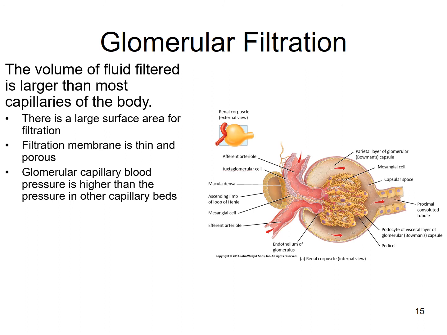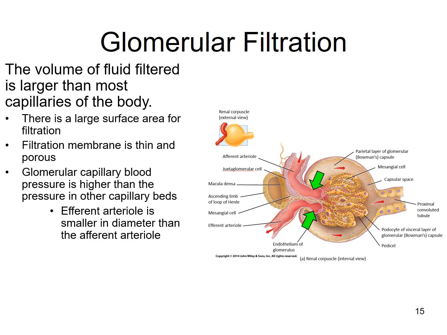The glomerular capillary blood pressure is higher than the pressure in other capillary beds. And the main reason for this is because the efferent arteriole, which you see here, the diameter of it, if you look up and to the left, it's smaller in diameter than the afferent arteriole here. And so basically having that smaller diameter of the efferent arteriole, it's kind of like putting a crimp in a hose. Upstream of the crimp, you're going to have higher pressure. And so upstream of this sort of crimp in the efferent arteriole, you have higher pressure because of the difference in the diameters between these two arterioles.